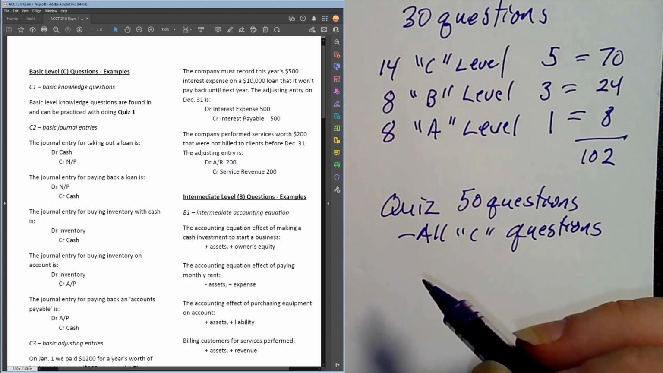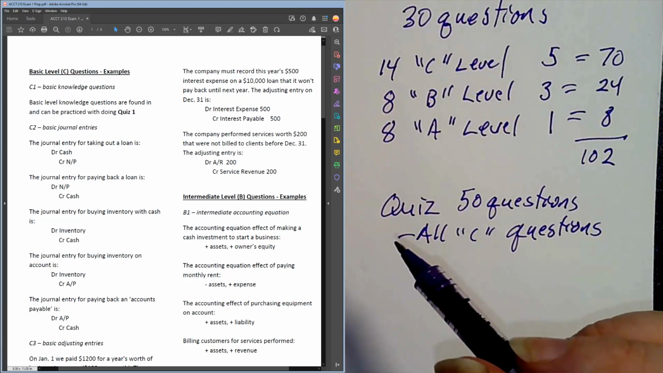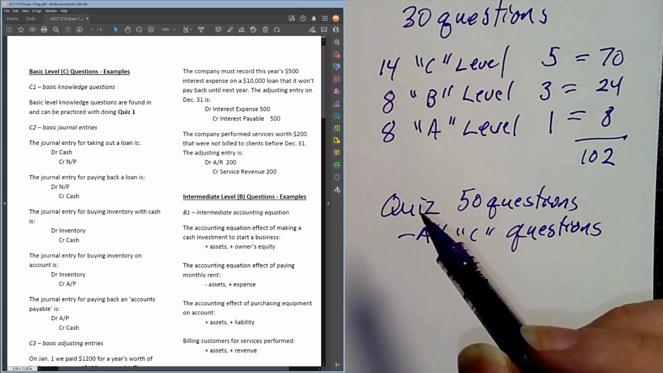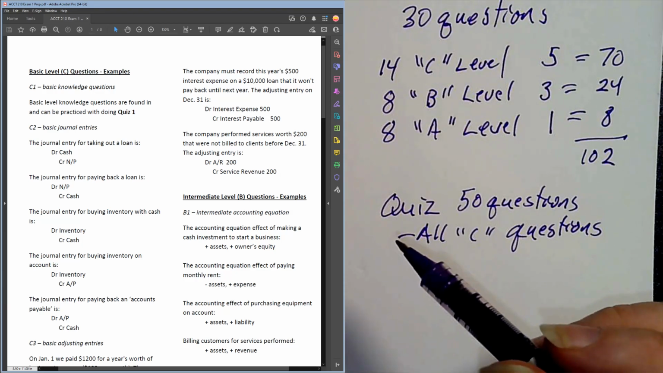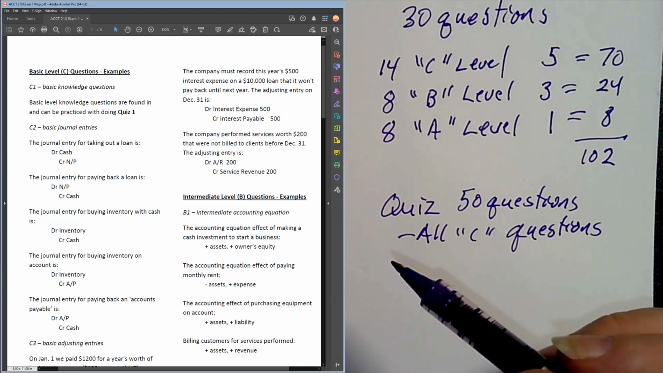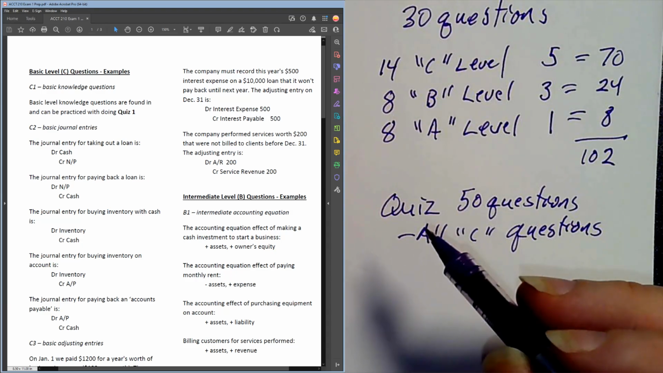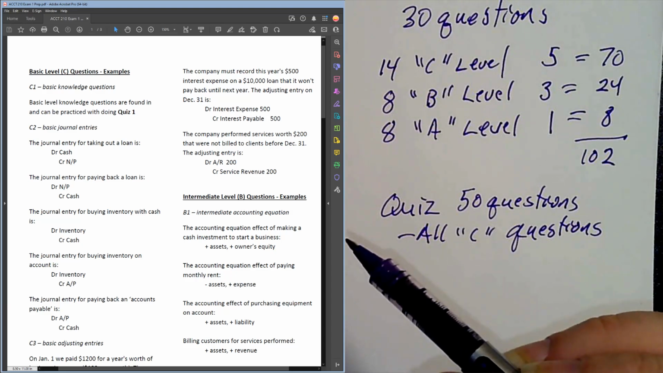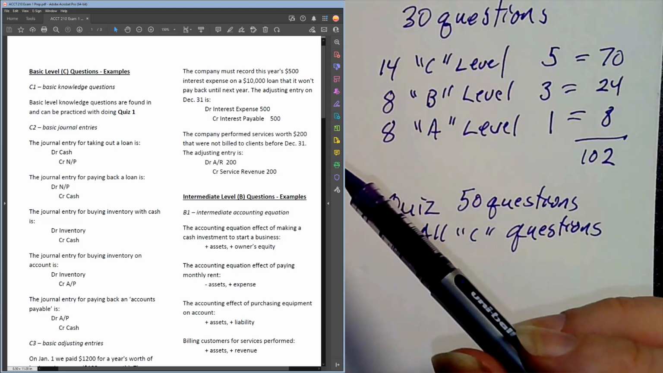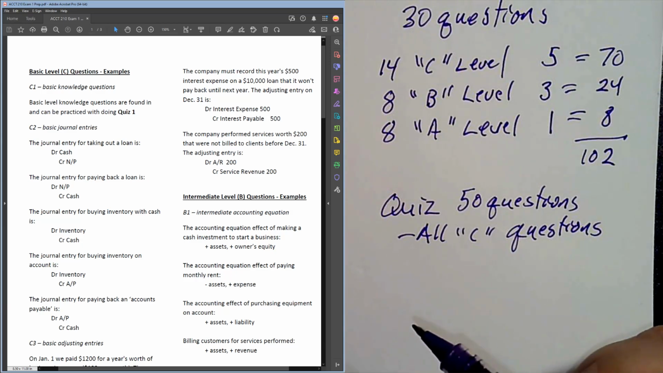So with basic journal entry questions, all I'm trying to get you to demonstrate for me is, for example, this first one, the journal entry for taking out a loan: you'll let me know cash is an asset, and an asset is increased with a debit. Notes payable is a liability, and a liability is increased with a credit. So you'll be able to see that. Here we've got journal entries for taking out a loan, paying back a loan, buying inventory with cash, buying inventory on account, and then paying back the accounts payable.